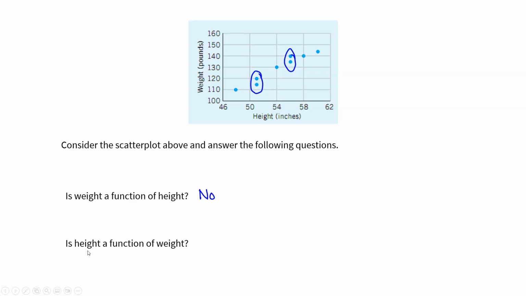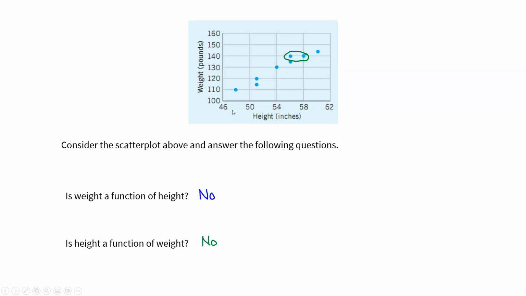Now, as far as is height a function of weight? You don't have to necessarily regraph this thing to do it. You could use this graph, even though right now the graph is an attempt to show weight as a function of height. For height to be a function of weight, that means that every weight value, now seen as an input, would have exactly one height value. And you can see right here that the weight value of 140 is associated with two different height values. It looks like 56 inches and 58 inches. And because of that one instance, height is not a function of weight either.